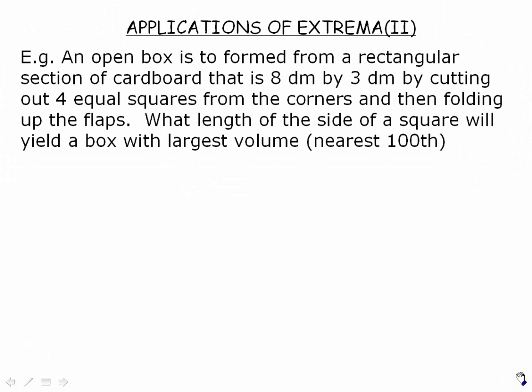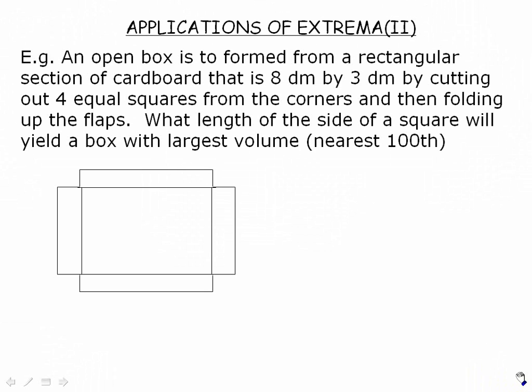The first one: an open box is to be formed from a rectangular section of cardboard, given certain dimensions. If you've ever worked in a bottle depot or anything like that, you might be aware of how boxes are formed. You could take this rectangular sheet, and by cutting out squares in the corner, you've got the sides that can be folded up, and then you've got a nice rectangular box, rectangular prism, I guess. The question, of course, is what length of the sides of a square will yield a box with the largest volume? How much do you cut off to maximize the volume of this rectangular prism?